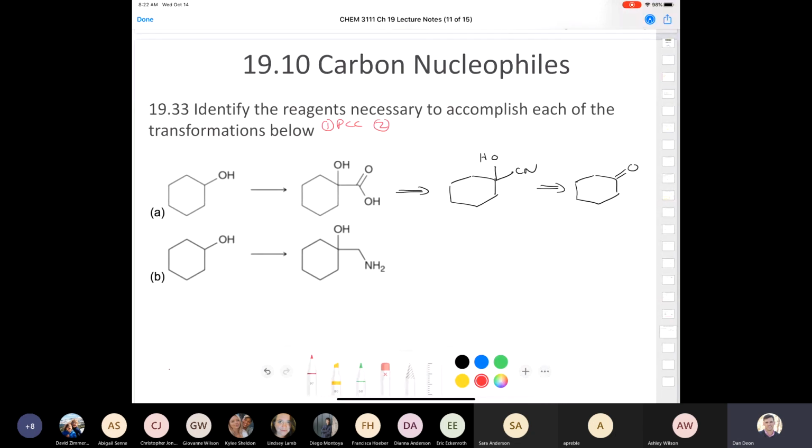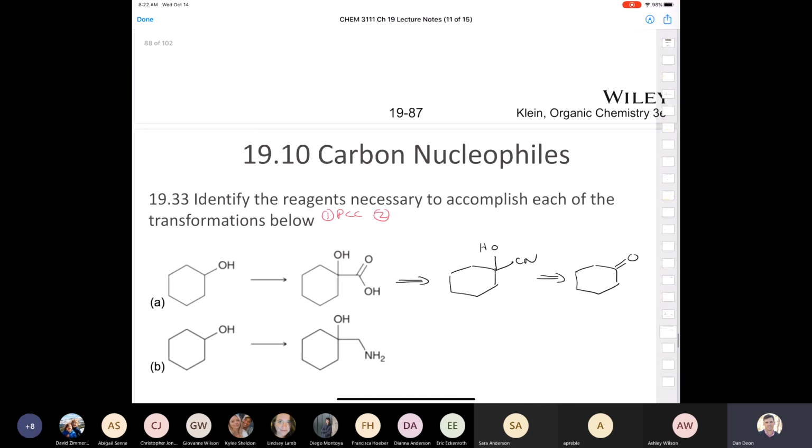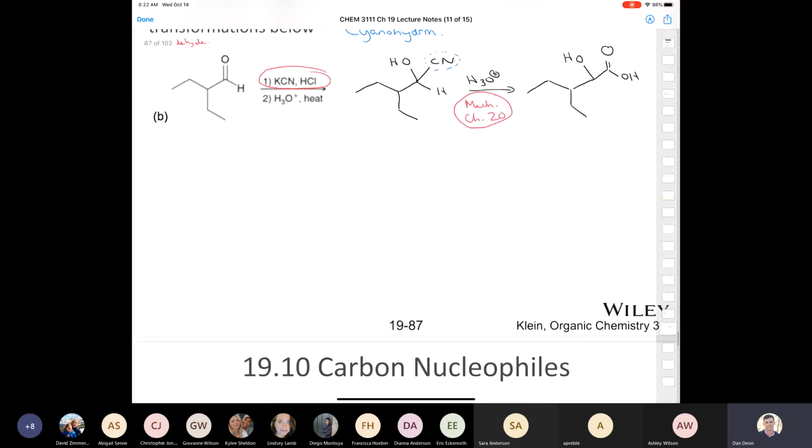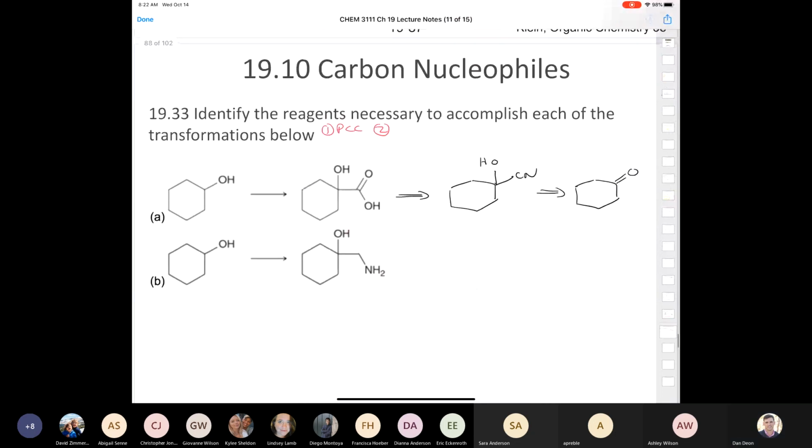Once you've converted it to cyclohexanone, then you have to convert it into a cyanohydrin. We saw on the last slide, if we back up, a cyanohydrin was formed by treatment of an aldehyde or a ketone with potassium cyanide and HCl. Let's put that in. Potassium cyanide and HCl. And then we want to convert that to a carboxylic acid. We heat it up in the presence of acid, so H3O plus, and we heat that up.